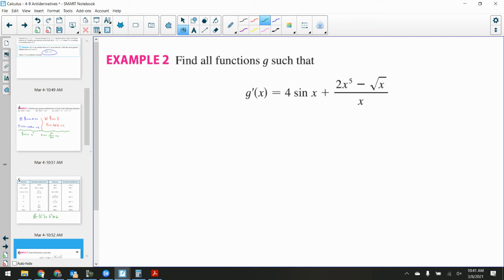Now, let's start off by doing this. What's the antiderivative of 4 sine x? Well, the constant multiplied in front is going to stay. So what's the antiderivative of sine x? Negative cosine x, right? I'll take it step by step. So really, this is just going to turn into negative 4 cosine x. That was an easy piece.